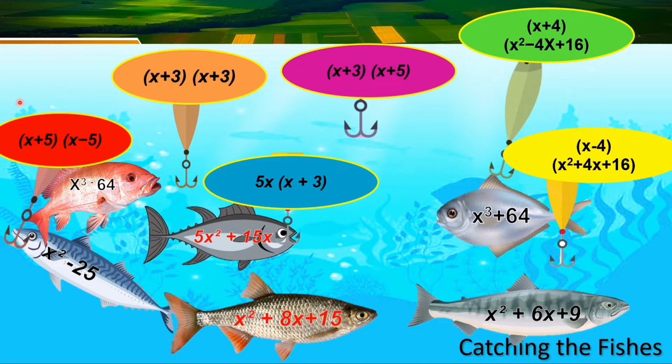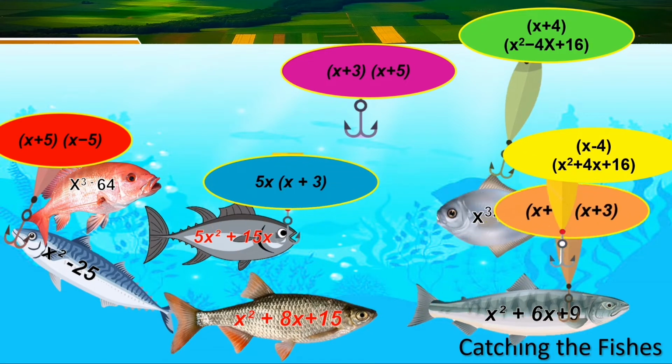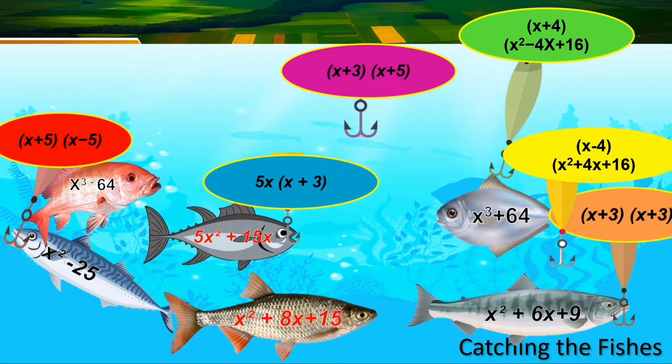Your time is up. And the answer is perfect. We have x plus 3. So if we're going to square x plus 3, the answer is x squared plus 6x plus 9. What kind of polynomial is x squared plus 6x plus 9? Correct. That is a perfect square trinomial. That's why we have squared the binomial x plus 3. We only have now 3 remaining baits. So let us catch the 3 remaining.